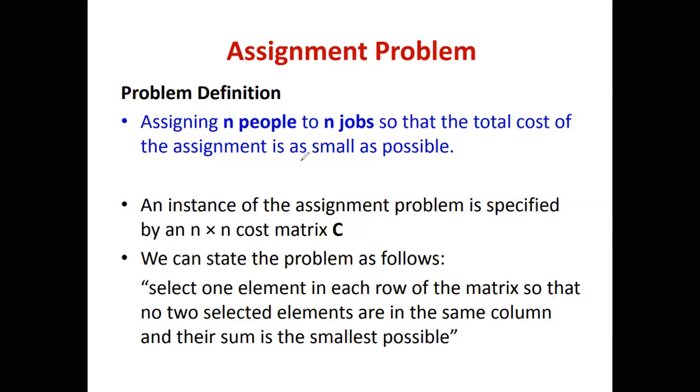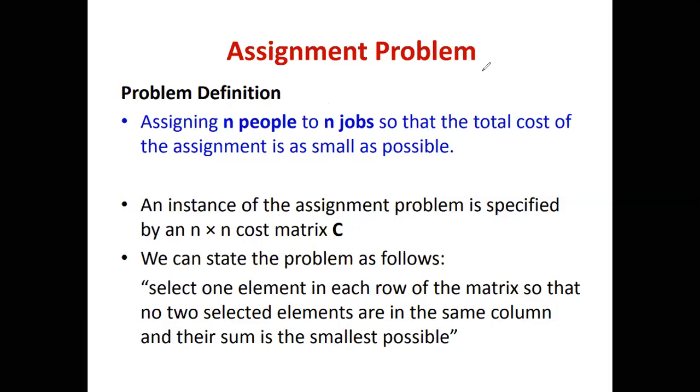This problem statement can be rewritten in terms of a matrix. That is, select one element in each row of a matrix, so that no two selected elements are in the same column. In each row, you need to select one element, making sure only one element comes from each column. No two elements can be selected from the same column.